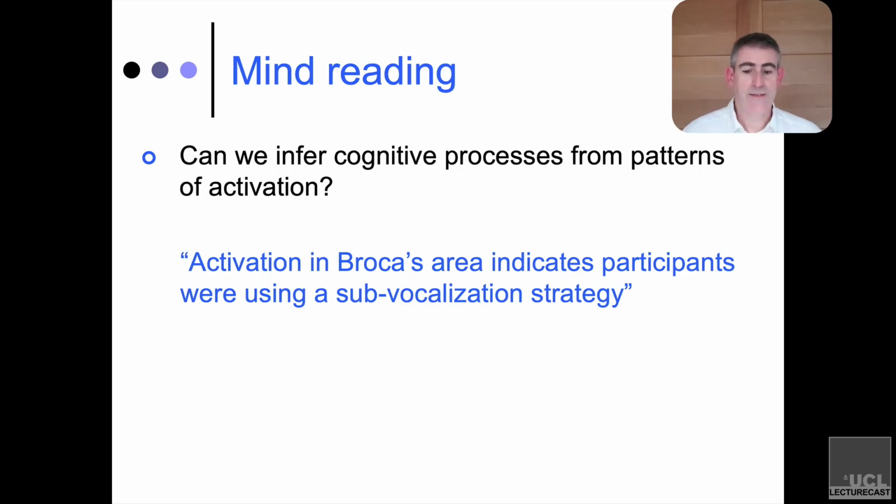So, for instance, if you see a statement like, there's activation in Broca's area, and that indicates that participants were using some sort of verbal or language-based approach to doing this experiment. So what the authors are doing in that case is they're inferring the cognitive state of the participants based on the fact that they've seen activation in this part of the brain. That is an informal example of reverse inference, and it happens all the time.